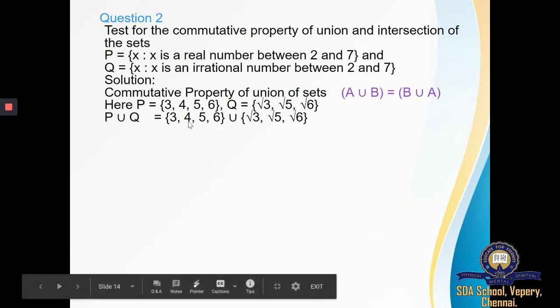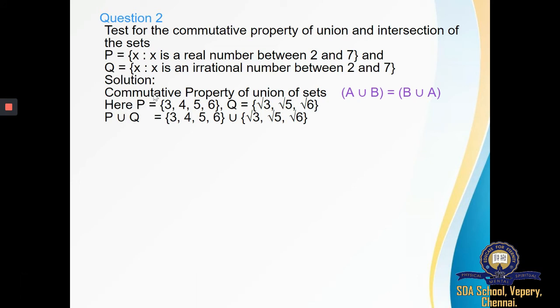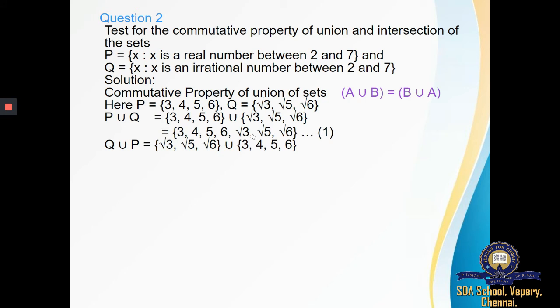Now let's get back to the sum. What commutative property means, I have to first find the union of P and Q, and then I have to find the union of Q and P, and then prove them to be equal. So let's first find the union of P and Q. I have written down my set P and Q. I have to find the union of them. So what do I get? I have to write all the elements without any repetition. All right. And then I have to mark this as equation 1.